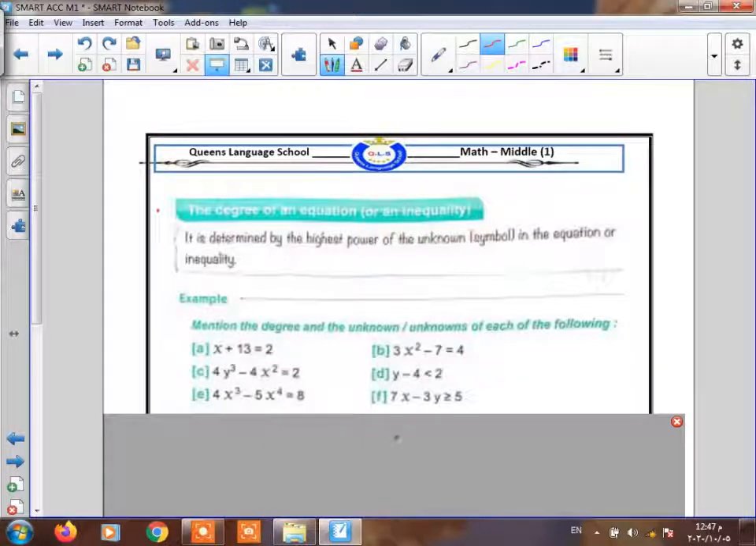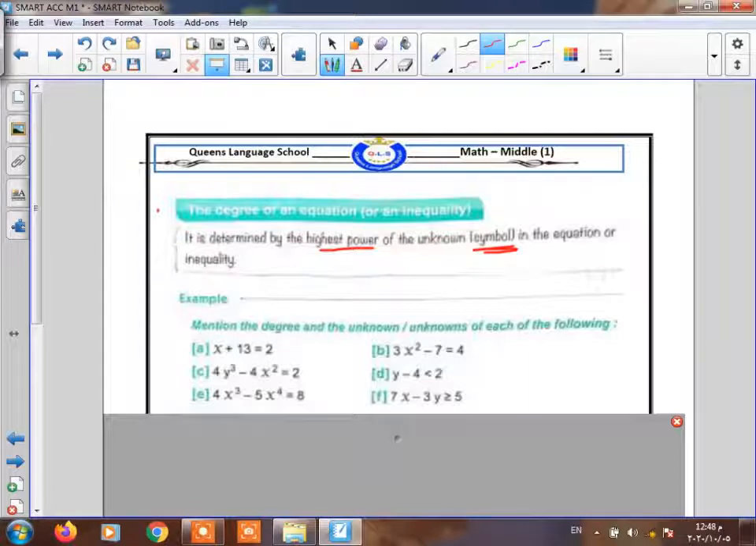Okay, middle one here, let's take the degree of an equation or an inequality. What is the definition of the degree of an equation? It's denoted by the highest power. It will take the highest power over the symbol, here of the unknown symbols.